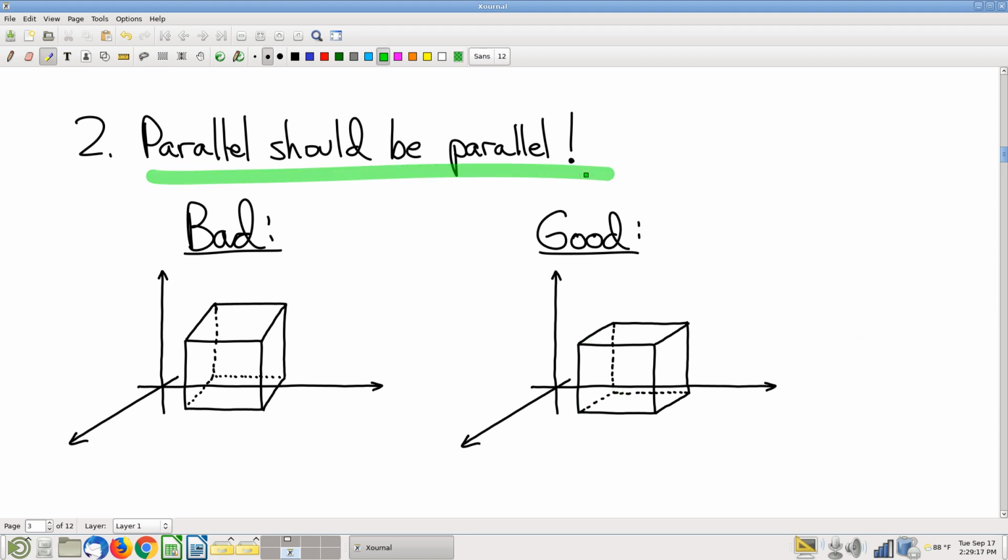So do keep that in mind. This is a surprisingly big point. Think about what it is in your picture, what it is in what you're trying to represent, that should be parallel, and then make a conscious effort to make sure that when you draw them, you actually draw them parallel. Okay. All right.